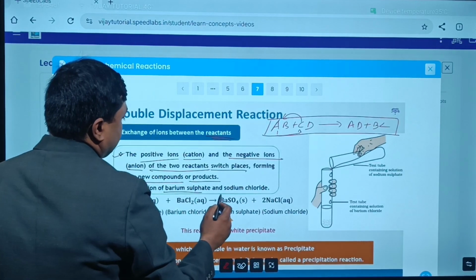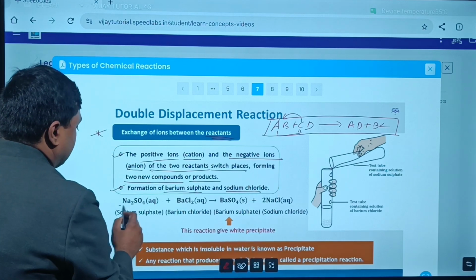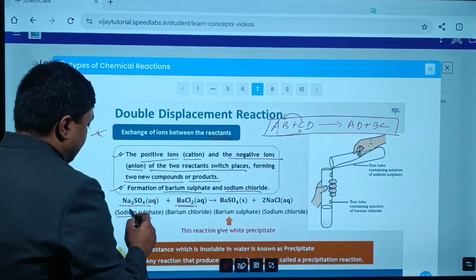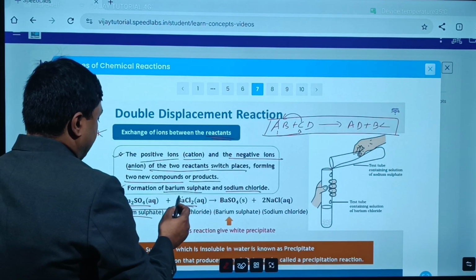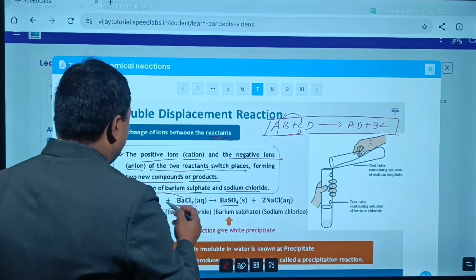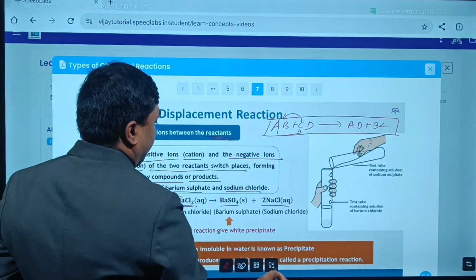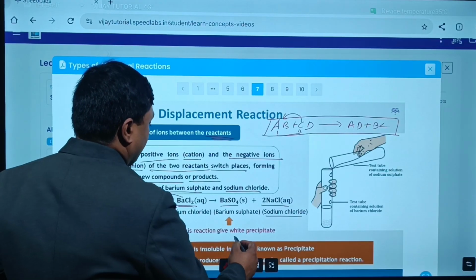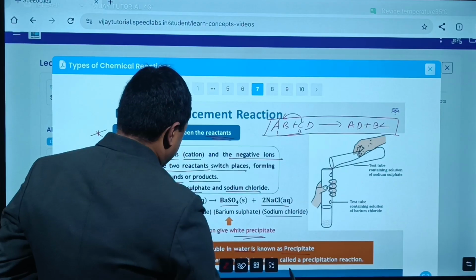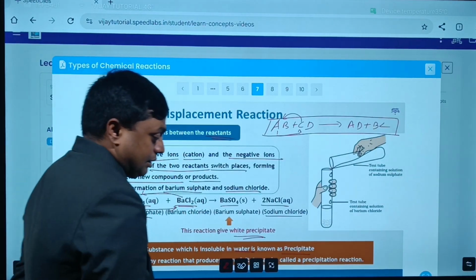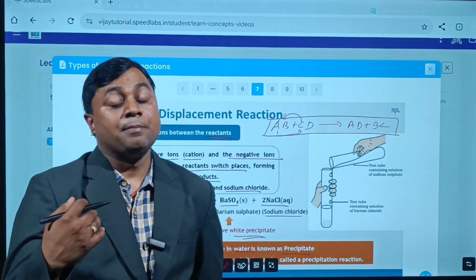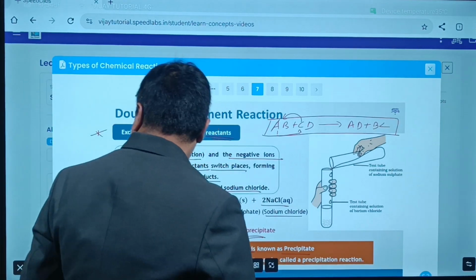Formation of barium sulfate and sodium chloride. You can see sodium sulfate, Na2SO4, when it reacts with barium chloride, what happens? Na and barium exchange their ions. So barium sulfate is formed, and sodium moves here, so sodium chloride is formed. Now this reaction gives a white precipitate. A substance which is insoluble in water is called a precipitate. If a precipitate is formed in a double displacement reaction, it is also called a precipitation reaction.